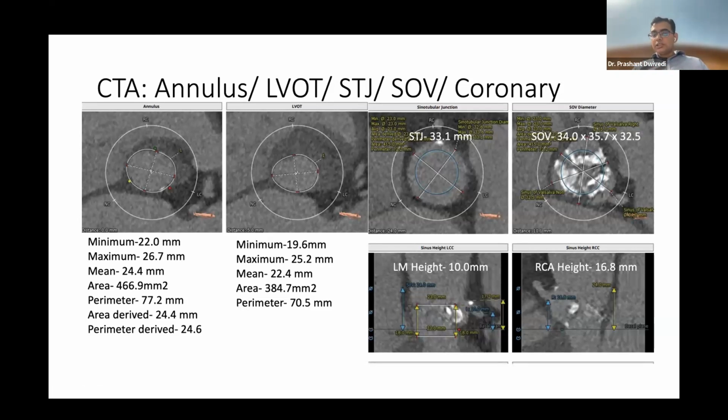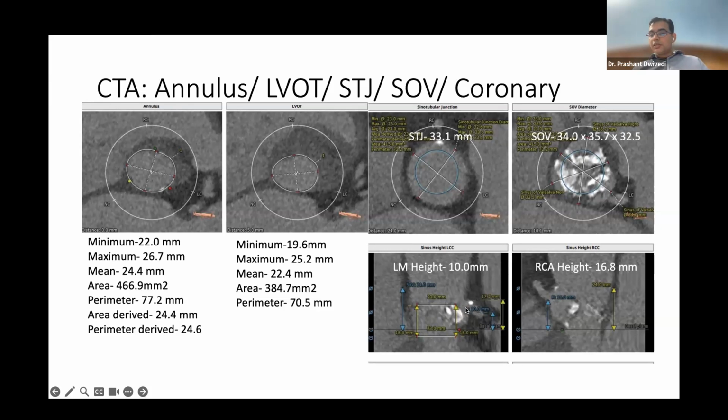What are the other factors? These are the leaflet length, leaflet thickness, and calcium. So look at this calcium. This is very thickened left leaflet calcium, which might put a risk of coronary obstruction, despite this patient having a left sinus of Valsalva of 34 millimeter and a left main height of 10 millimeter.